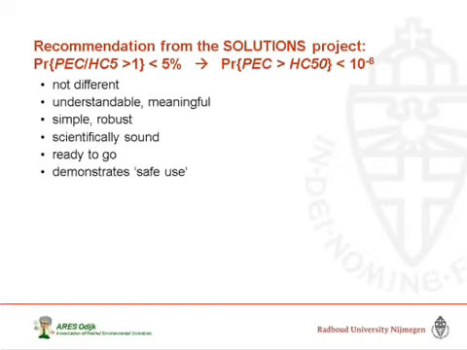The Solutions project used the probability that the environmental concentration exceeds the HC50 acute of chemicals. And they recommend that safe means, well, get this smaller than 10 to the minus 6. Numerically, that isn't very different from what's done in USES now, but it makes a lot more sense. It is understandable, it's easy, it is robust, it's scientifically sound, and ready to go.